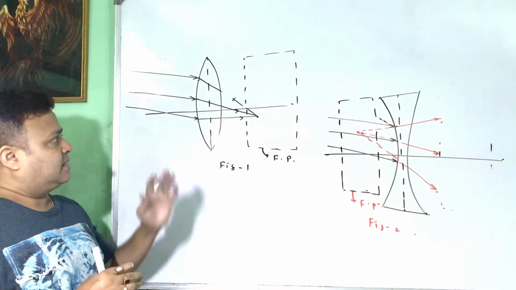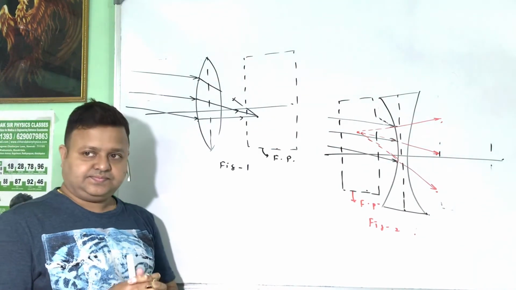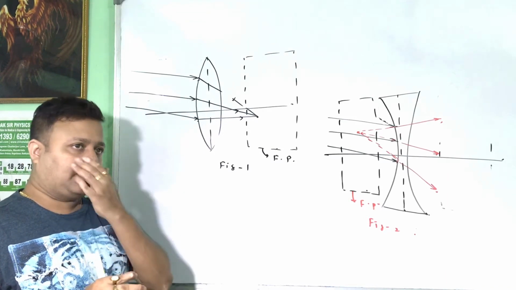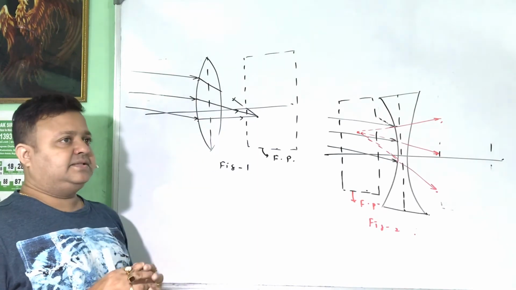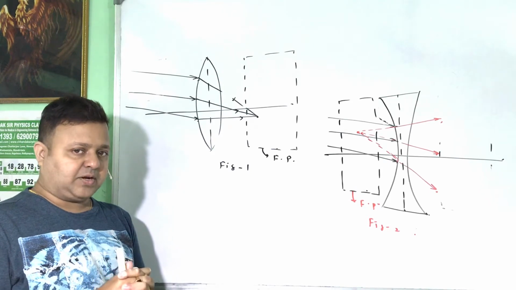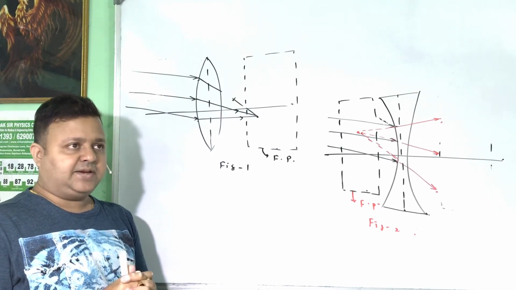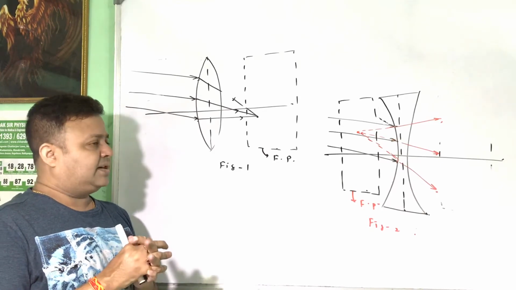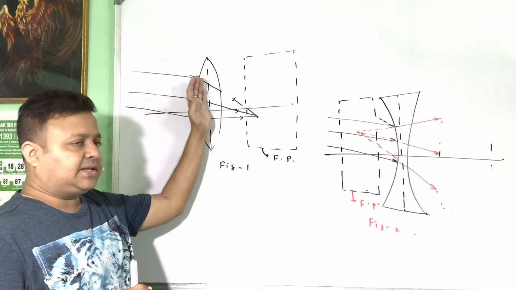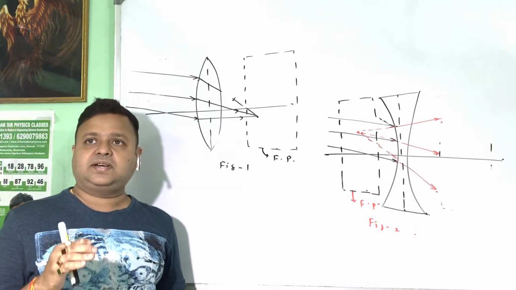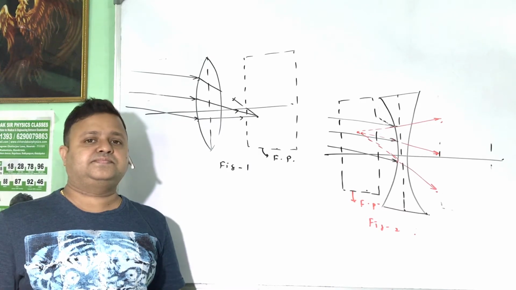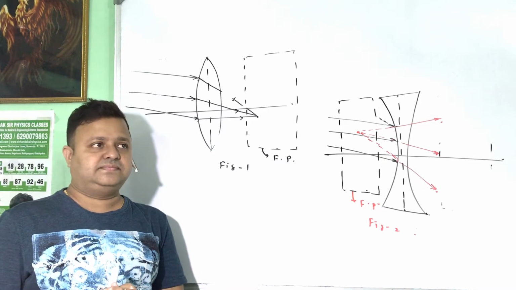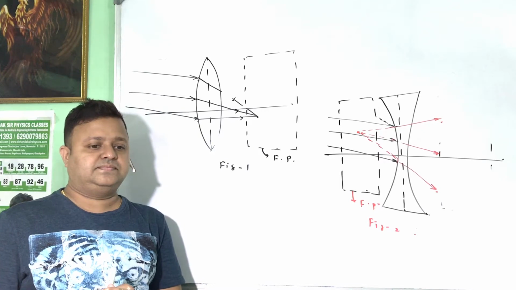Okay. The parallel rays of light, parallel to each other but inclined with respect to the principal axis, after refraction through the convex lens will meet at the focal plane, within bracket figure number 1.